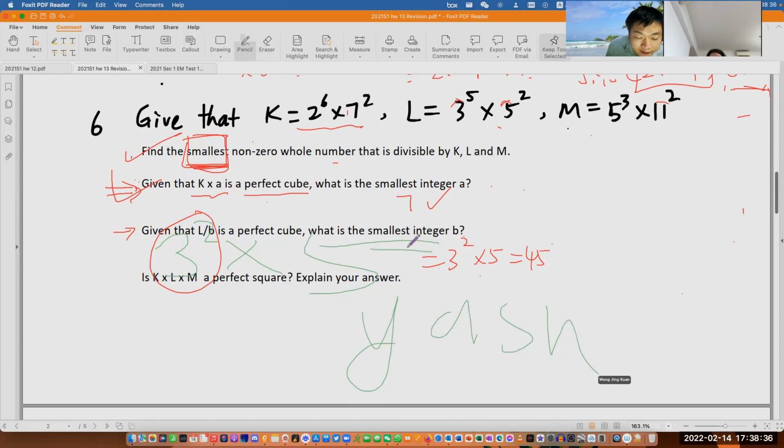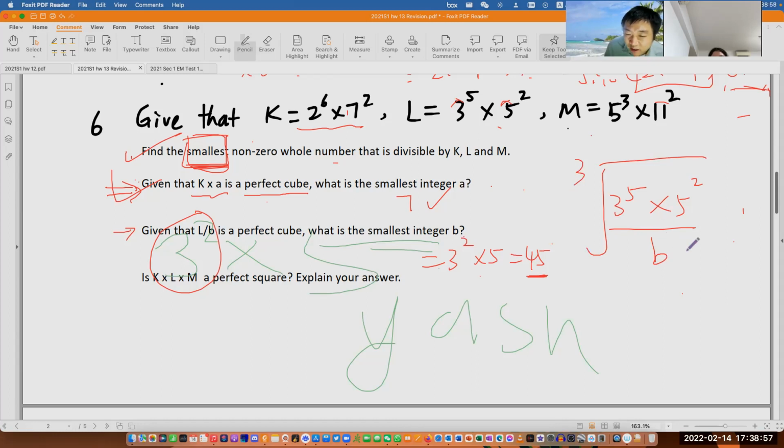By the way, over here they never say index notation, right? So you are supposed to give the final answer. Okay, let's work it out. So over here you have 3 to the power of 5 and then 5 to the power of 2, and you need to divide by a b such that it can be cube rooted. Perfect cube means cube rooted. Perfect square, square rooted. Okay, good.